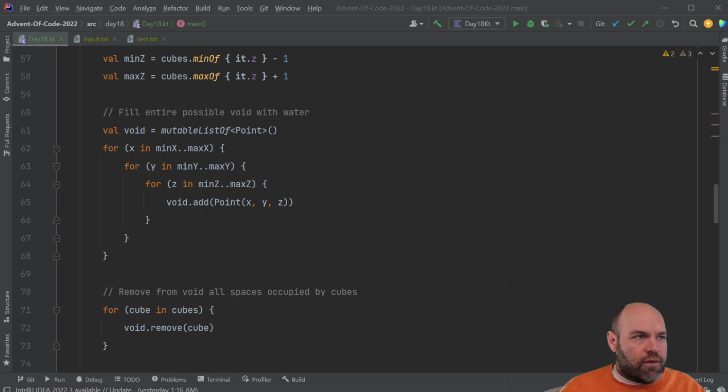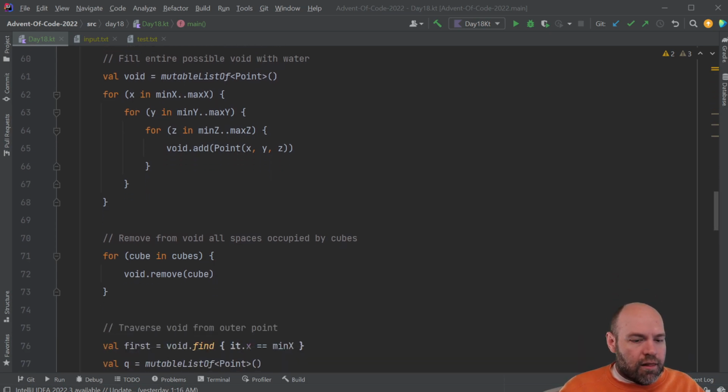Then I'm going to fill that void up. I add a point for every part of that void, and then I remove everything in that void that is a scanned cube. So places where there is a rock, we take it out. That means we have a cube of void with some areas missing, and there might be some rocks inside, with other little areas missing again inside of it. So we need to remove the interior parts.